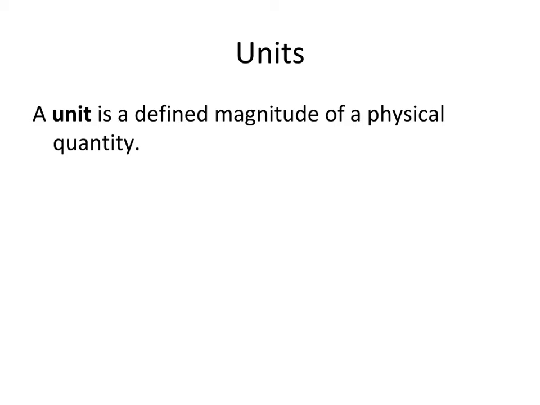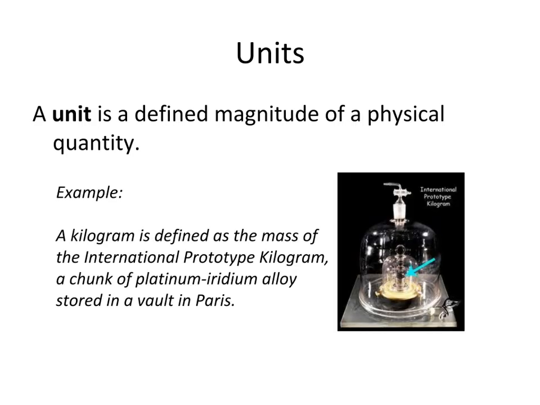A unit is a way for us to define the magnitude of some physical quantity that we've measured. Here's an example, the kilogram. If we measure mass, then we compare what we measure to this standard, which is the mass of a prototype kilogram, a chunk of platinum iridium alloy that is stored in a vault in Paris.